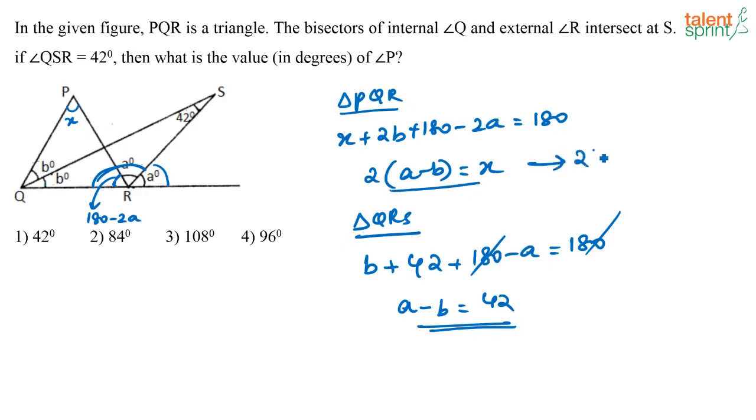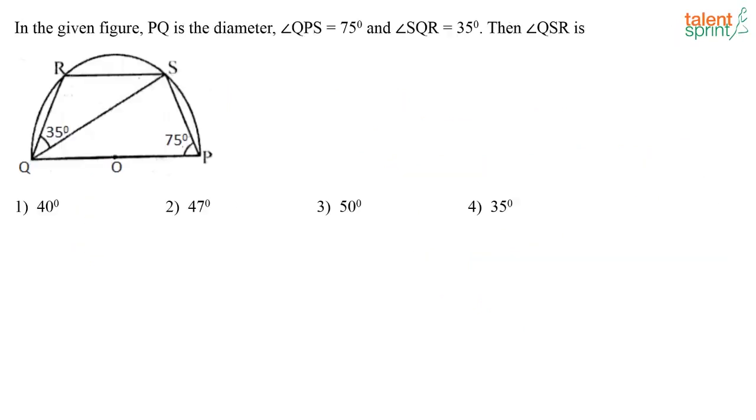I will get 2 into 42, that is equal to X, or X is equal to 84. Option 2, X is equal to 84 degrees. Next question. In the given figure, PQ is the diameter, angle QPS is equal to 75 degree, angle SQR is equal to 35 degree, then angle QSR is dash.